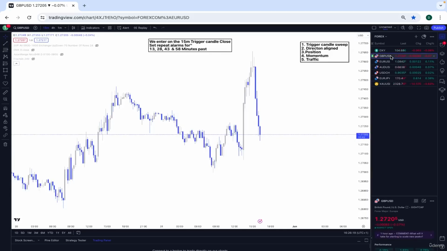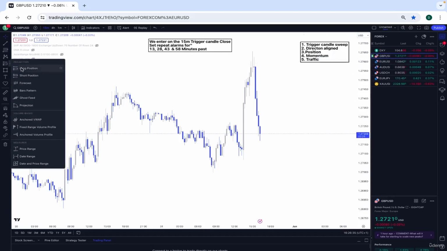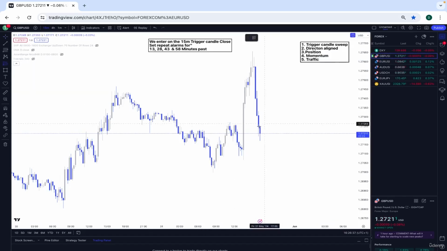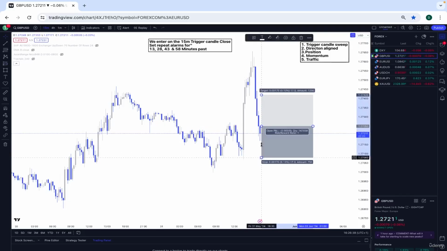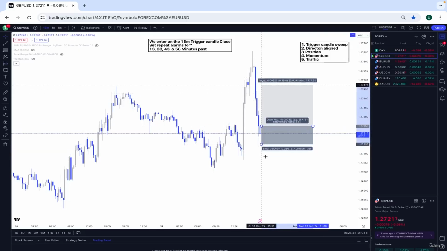At most 30-40 seconds have gone by, and I now have a minute and a half in order to go through the remaining 4 steps: direction, position, momentum and traffic, to quickly analyze and then place a trade. What I will then do is, let's assume that all the points have been met and we have a trade. So I'll simply just mark it up on TradingView.